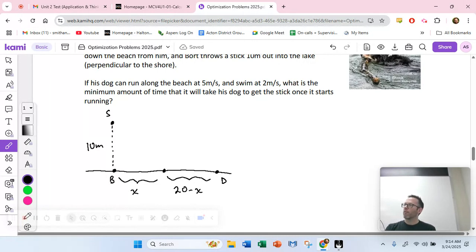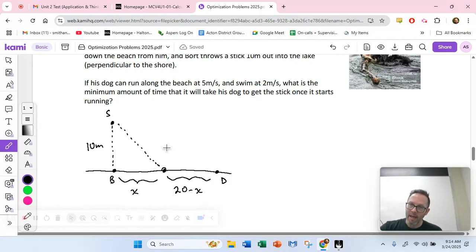Are you guys okay with the setup so far? Okay, let's continue. The dog is going to swim from the point where they jump in to the stick, S, and we need an expression for that distance. That distance we can just use the Pythagorean theorem.